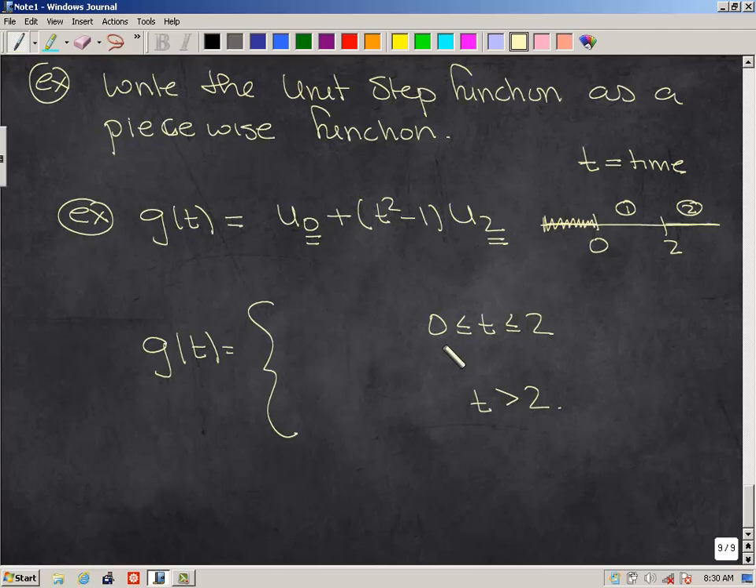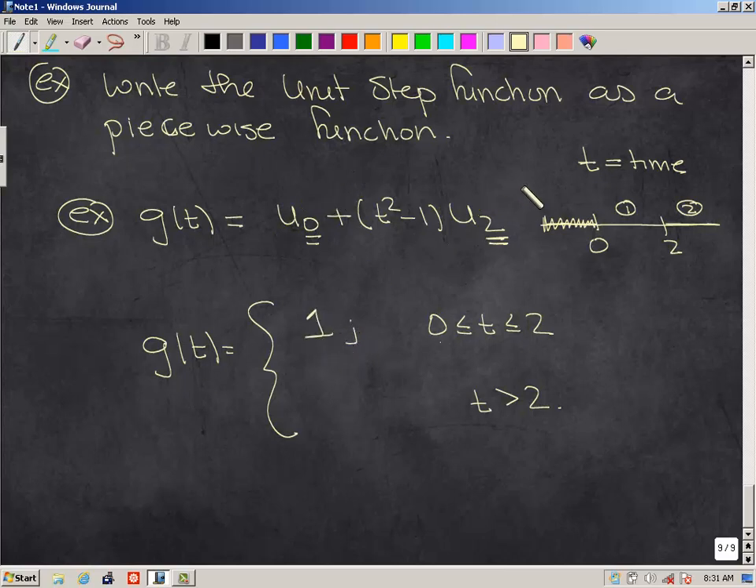Well, let's take a look at that. When t is between 0 and 2, okay, what's going to happen? If t is between 0 and 2, u of 0 is going to be 1, because anything greater than 0, it's 1. And u of 2 is going to be 0. Do you agree? Because this one does not come on till 2. So prior to 2, it's going to be 0, because you can only take on two values, 0 and 1. So what is the answer? So we'll get 1 plus 0. So this value is going to be 1.